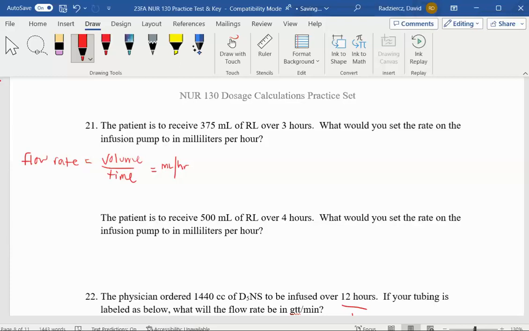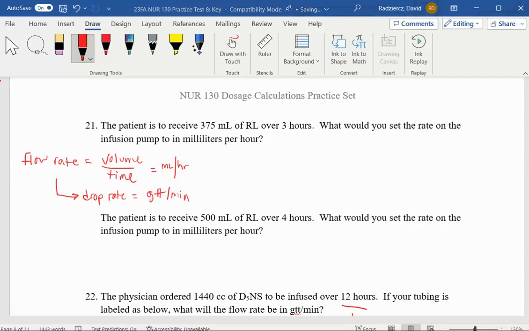Now, in addition to that, there's a subcategory of flow rates that deal with drops, and these are called drop rates. And a drop rate is going to be written as GTT per minute. And GTT is the abbreviation for drops. It's not DR because that's the abbreviation for drams, and I think I've said that a couple times already, so I won't repeat myself.